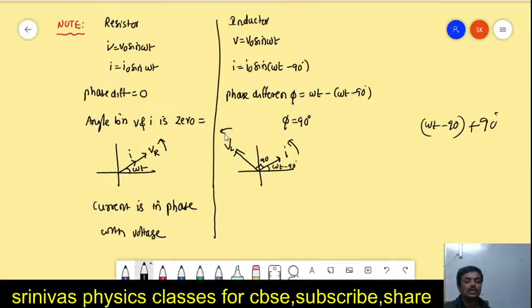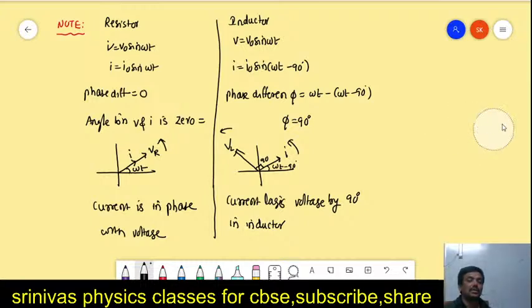In this, the current angle is less and the voltage angle is more. We write that current lags voltage by 90 degrees. Lagging means behind, by 90 degrees in an inductor. Okay, now what about the capacitor?